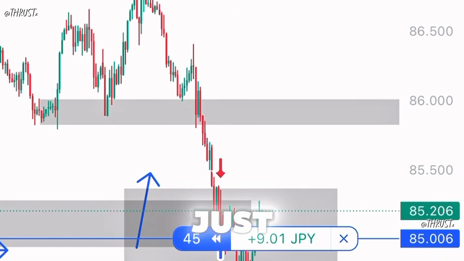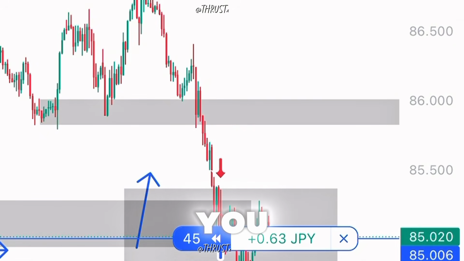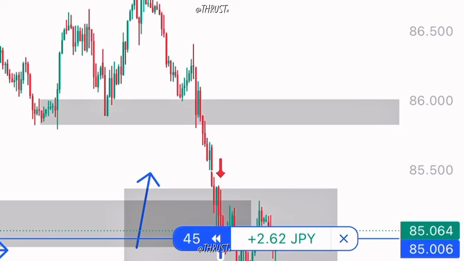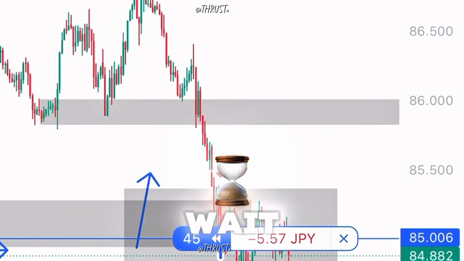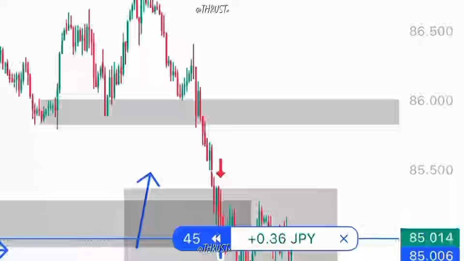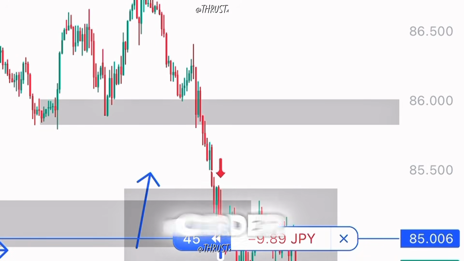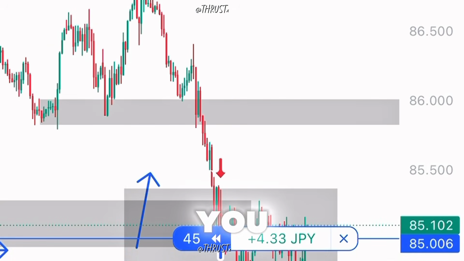You just know. And then after entering a trade, you just wait. And the magic will do. When the order is filled, you wait.